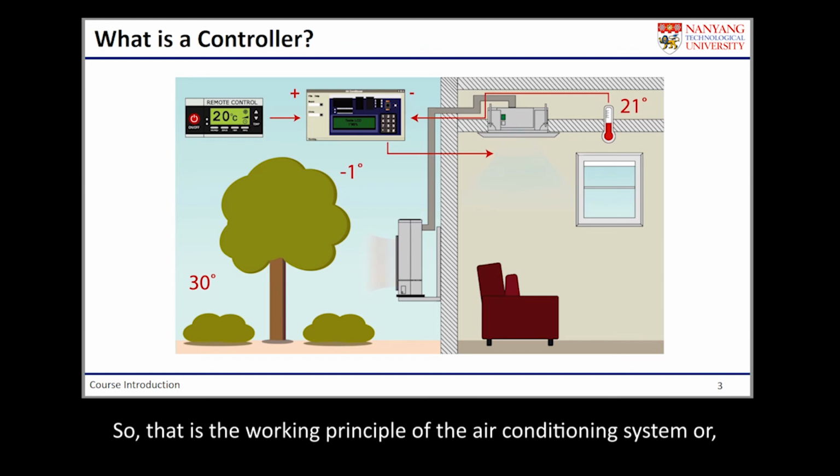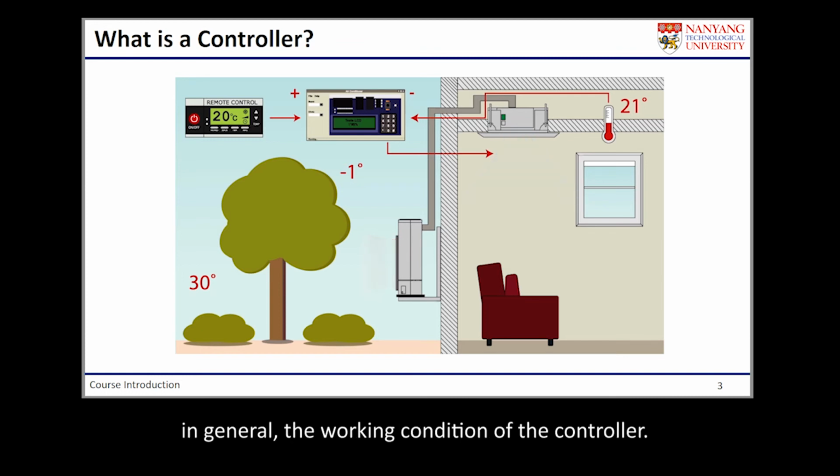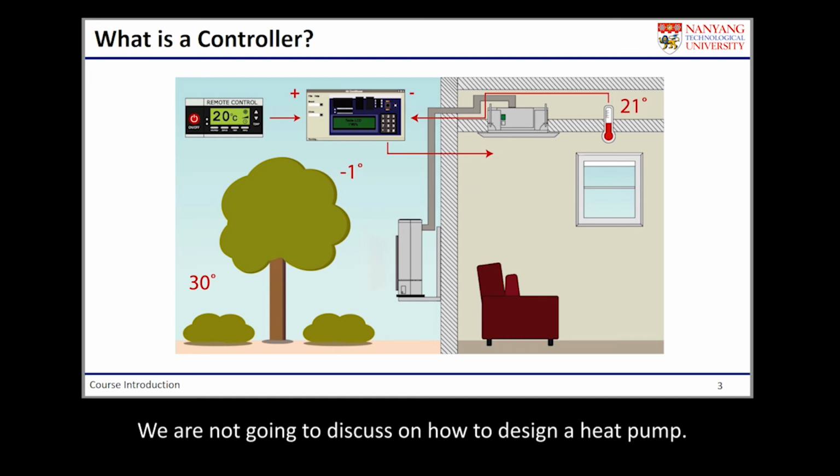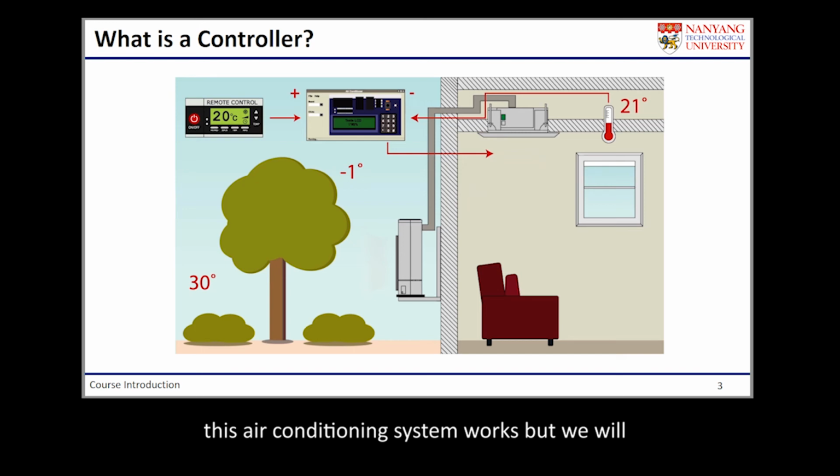Okay, so that is the working principle of the air conditioning system, or in general the working condition of the controller. The objective of this course is more on discussing how to design the controller. We are not going to discuss how to design a heat pump. We are not going to discuss how the thermodynamics of this air conditioning system work, but we will discuss mainly how to design a controller. Okay?